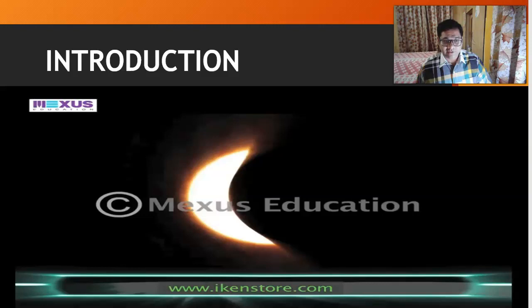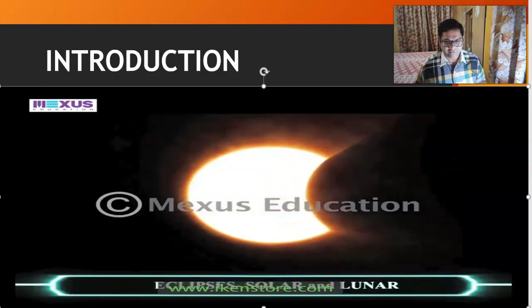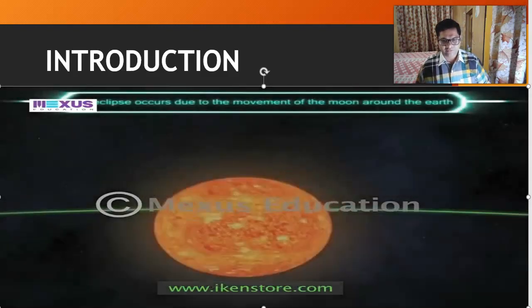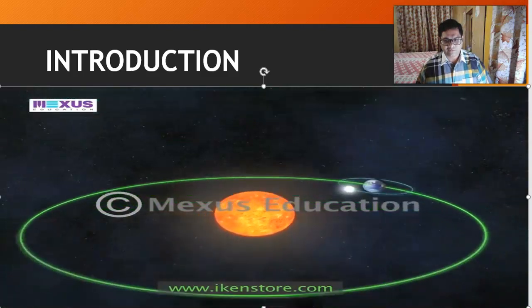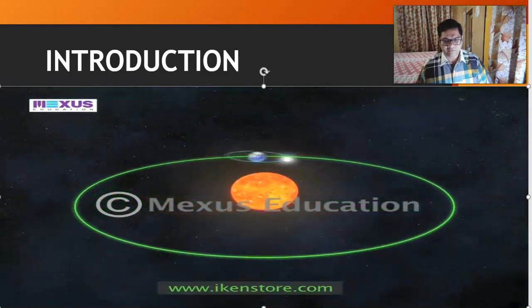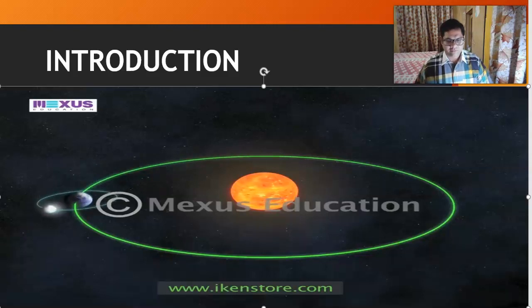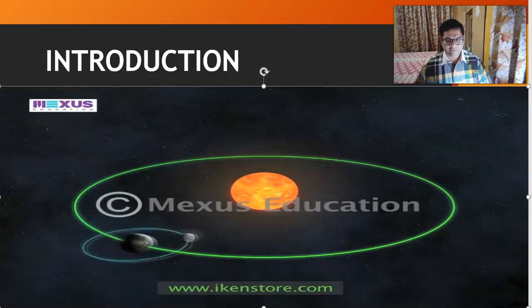Have you ever seen the moon and the earth revolve around the sun? Children, see this video. Solar and lunar eclipses occur due to the movement of the moon around the earth. Both a solar and a lunar eclipse occur only when the sun, the moon and the earth are aligned together.